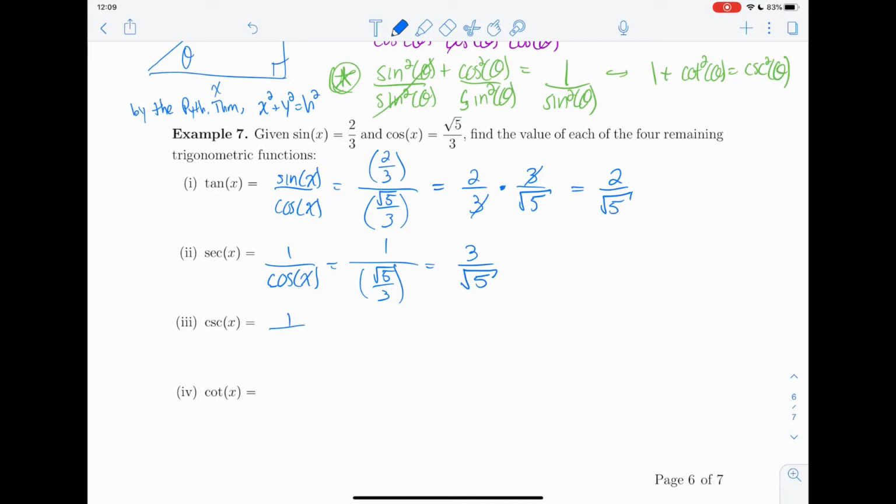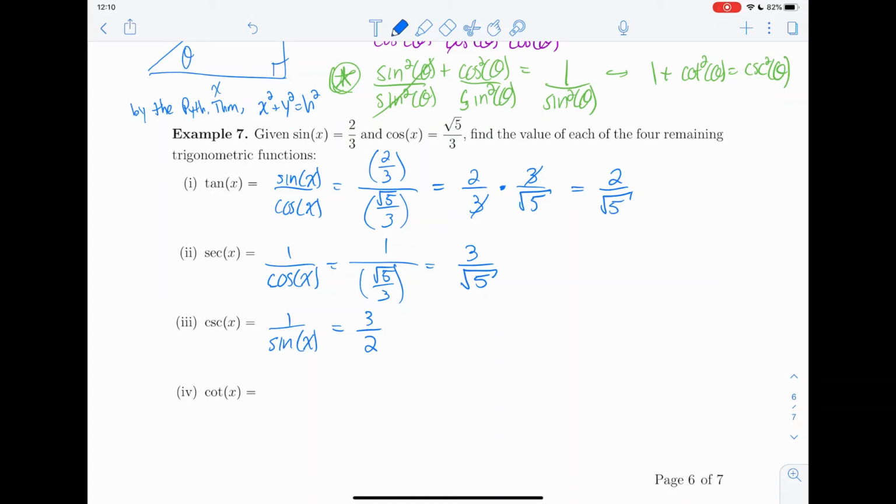Cosecant is 1 over sine of x, which is simply the reciprocal of sine, so we know that's going to be 3/2. And cotangent, we actually have two options for cotangent. We could take our answer for tangent and then reciprocate it. But that's kind of dangerous, because if you made a mistake in computing your tangent, then if you use that result to do the cotangent, you're then, of course, just going to perpetuate your error.